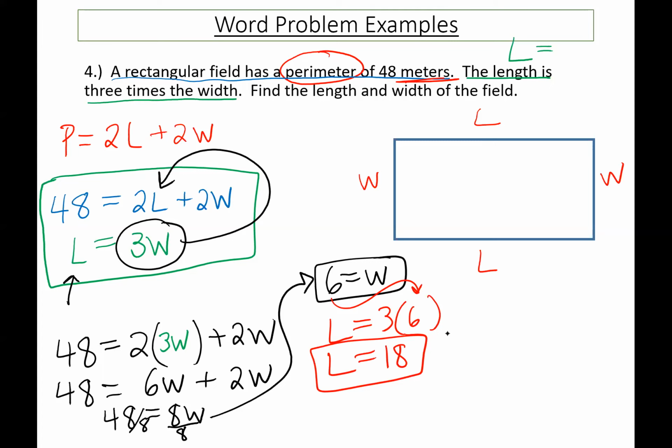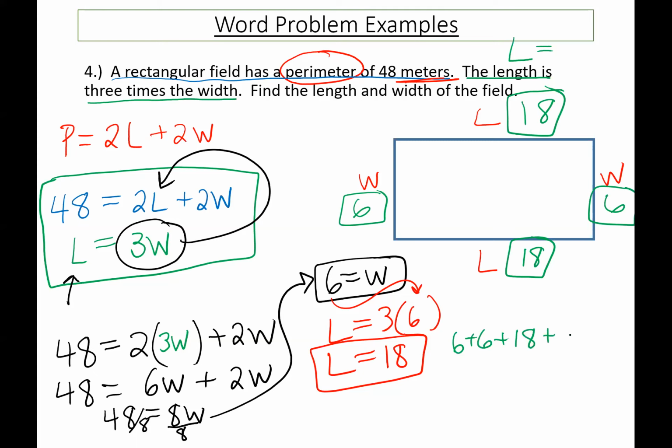Now, how are we supposed to check this? Well, we have a little picture here. Let's just label our diagram. For each of the widths on the rectangle, I'll put 6 meters, or 6, on each of those sides. And then for the length, I'll put 18. So let's see if this makes sense. I have 6, 6, 18, 18. Let's add those all up: 6 plus 6 plus 18 plus 18. That's our perimeter, and that should add up to 48. So let's check.